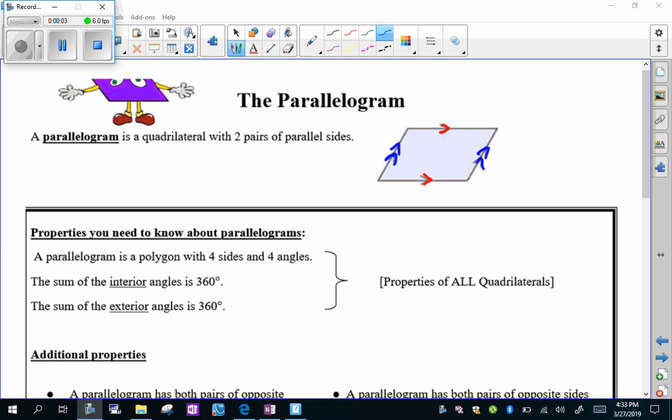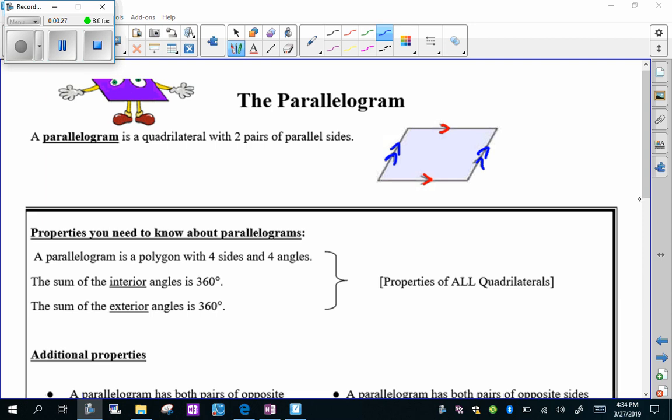All right, so today we're going to talk about the parallelogram. A parallelogram is a quadrilateral, a four-sided figure, with two pairs of parallel sides. So as you can see by my marking, the red marks tell me that those two sides are parallel with each other, along with the blue markings there tell me that those opposite sides are also parallel.